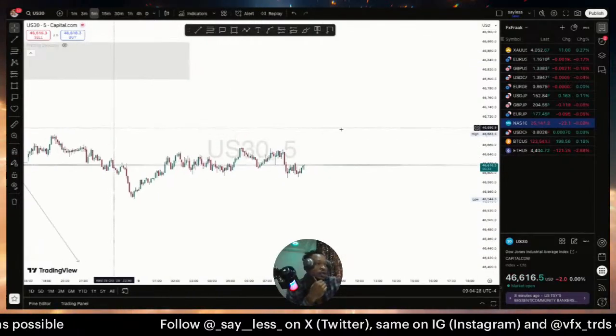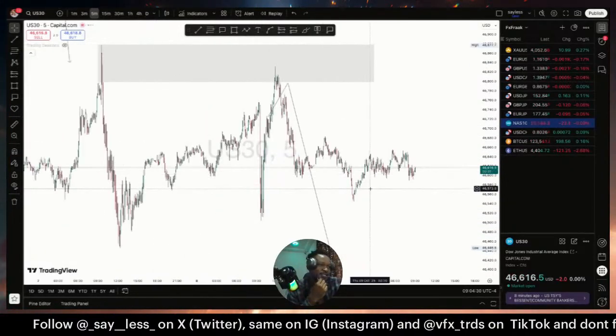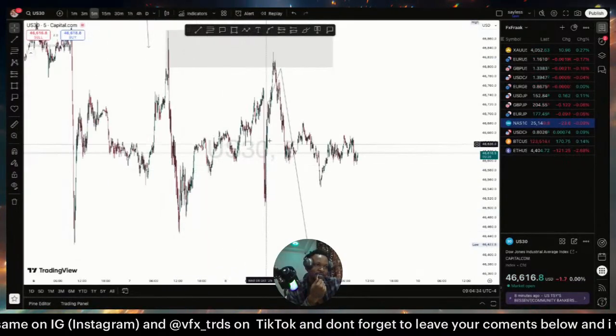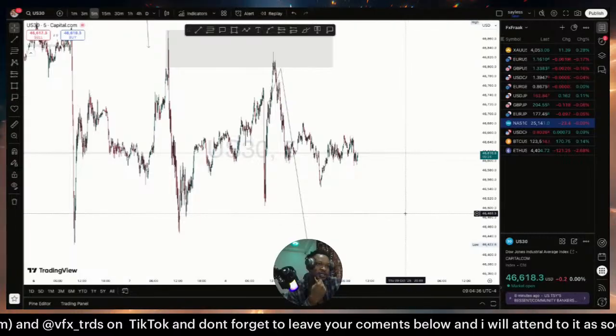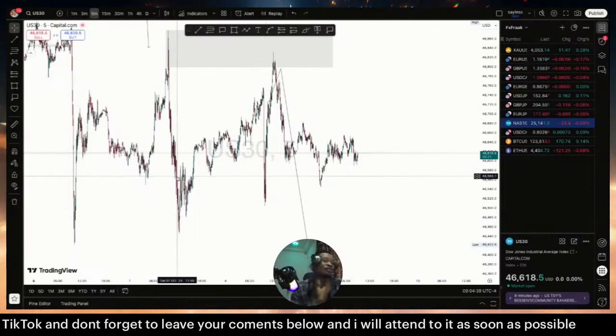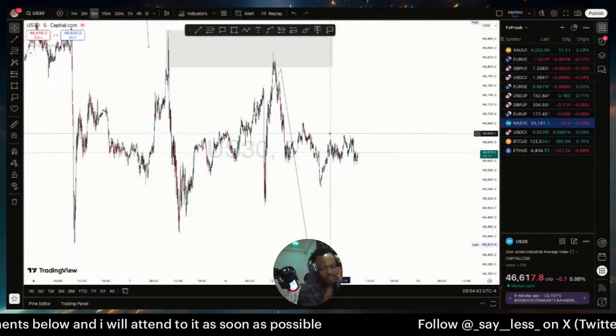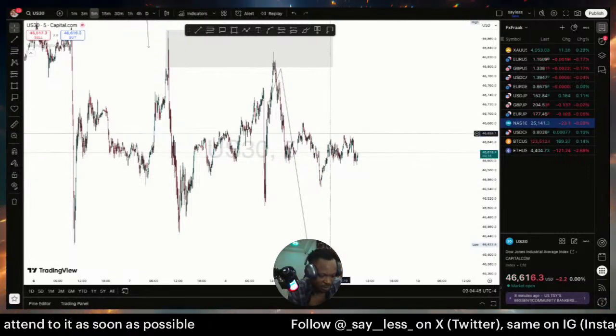So what do I expect might happen today? I think today US 30 might likely buy to the upside because it is consolidating downward. You guys know I like to take the opposite direction of what the market is doing pre 9:30.